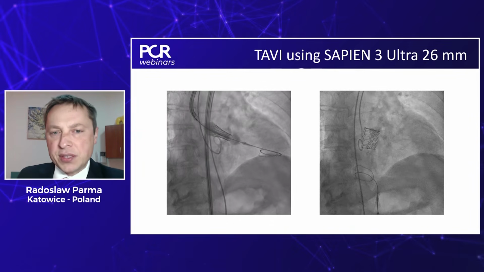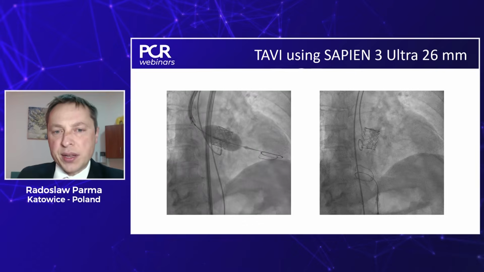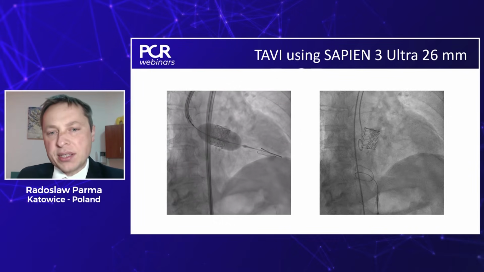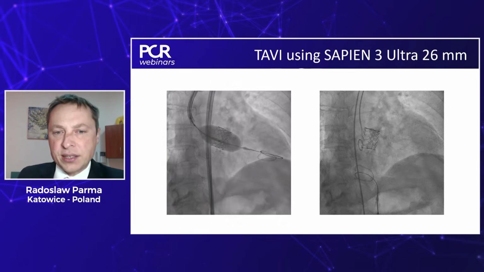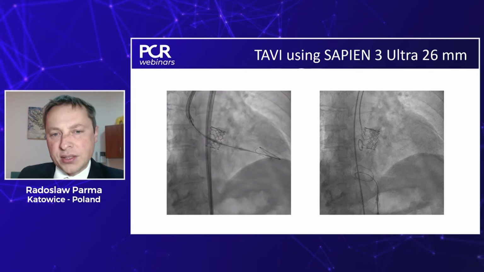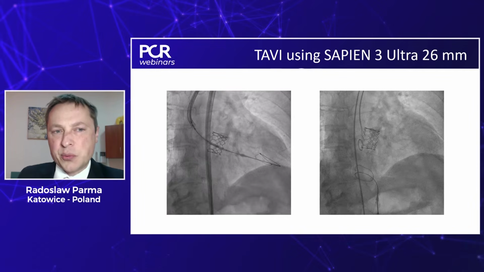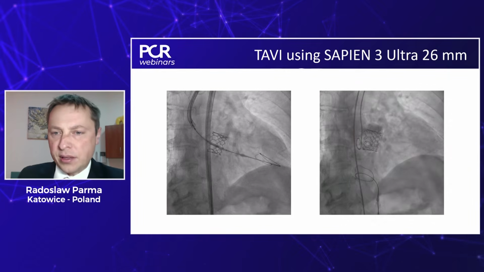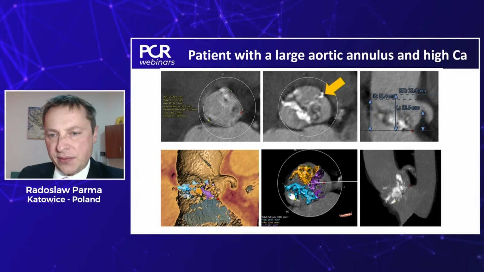So here on the left, you can see the implantation with plus 3 milliliters injected into the SAPIEN 26 valve. And you can also see our standard practice is the pacing on the left ventricular wire, which we do almost in every case. And this is the final result in this patient.